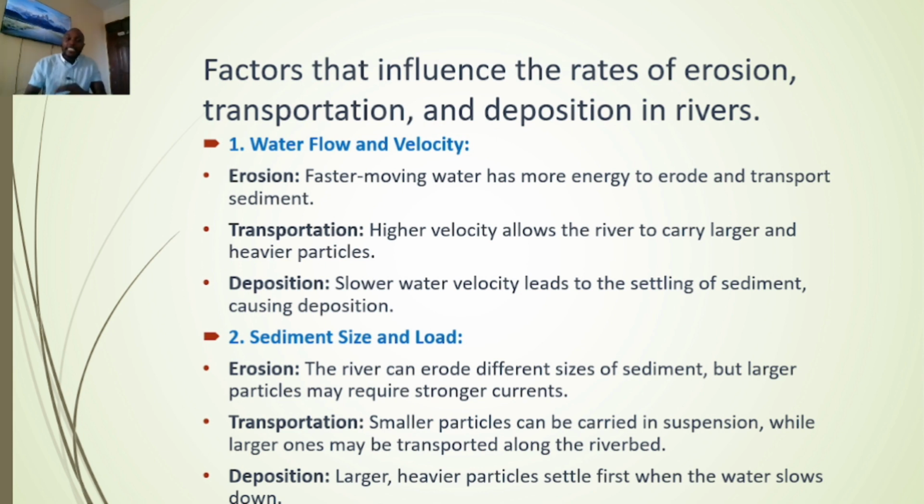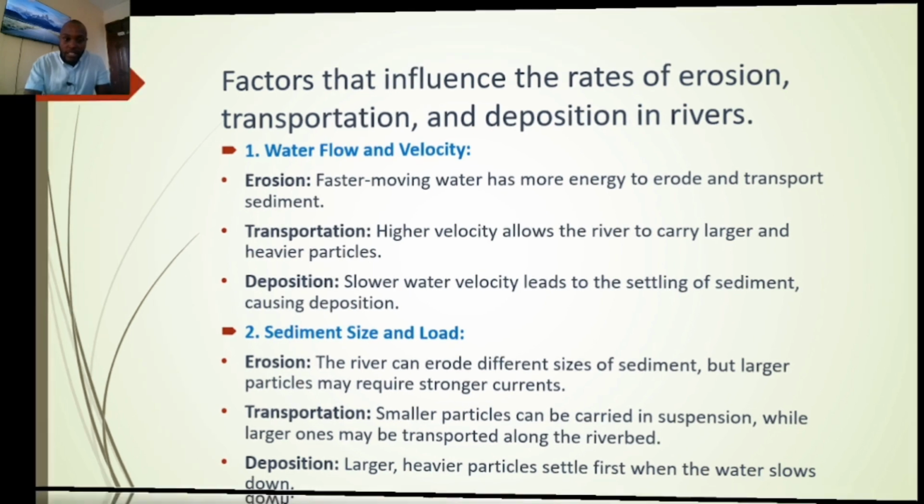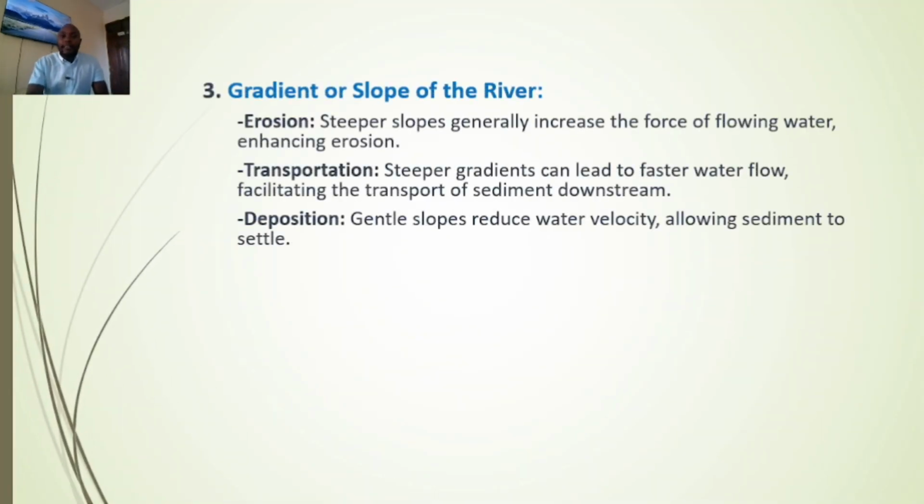Okay, so larger, heavier particles, when the sediment size is heavier, are also going to be deposited. Now we talk about the third one, which is the gradient or slope of the river. So gradient, remember, you talk about the slope. How is the slope? Is it steep, or the opposite of steep, gentle?